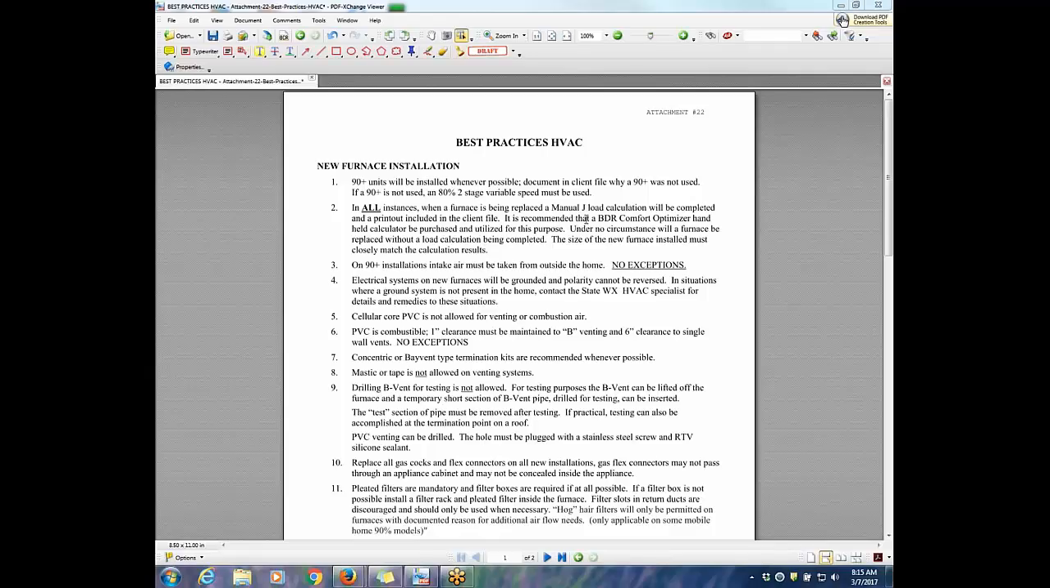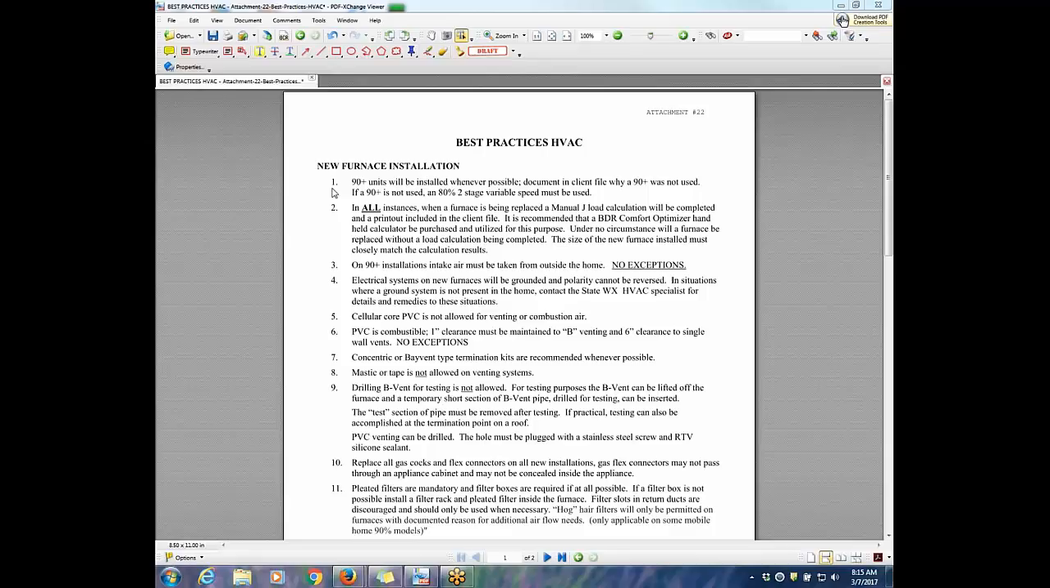So we're going to start here with line number 1. It says, 90% plus units will be installed whenever possible. Document in the client file why a 90% was not used. If a 90% is not used, an 80% two-stage variable must be used. Let me start off by saying that I think that last statement is a little too prescriptive, and that could probably go away. And our field guide actually covers that.